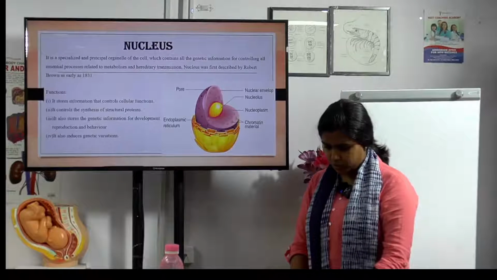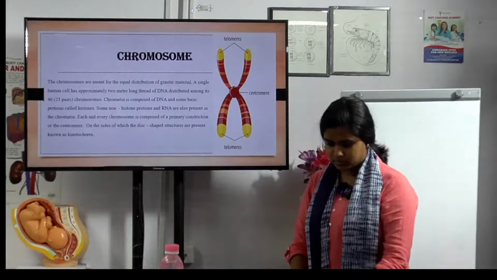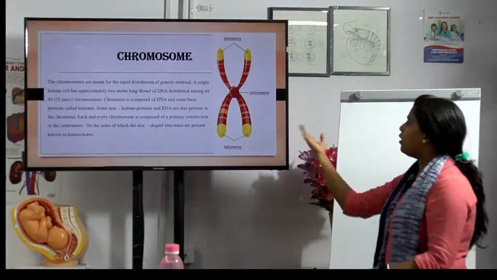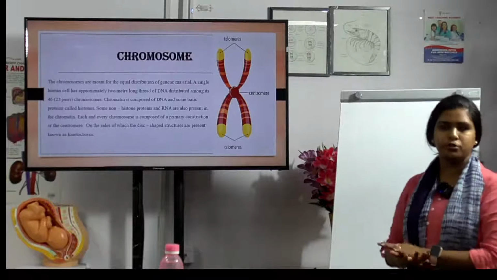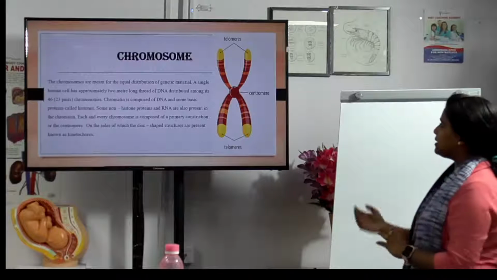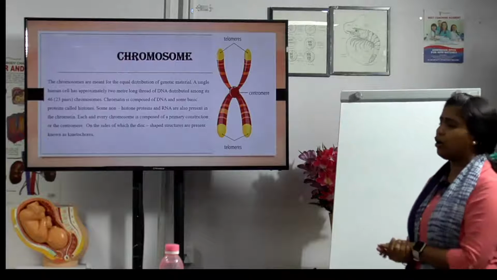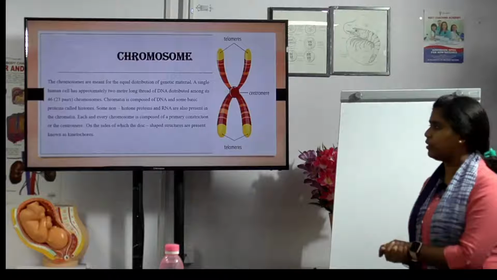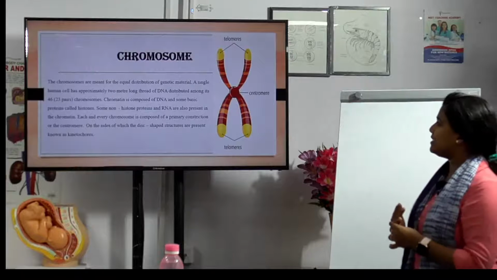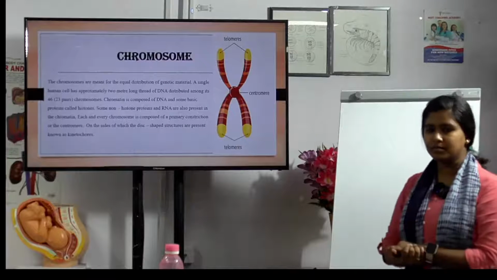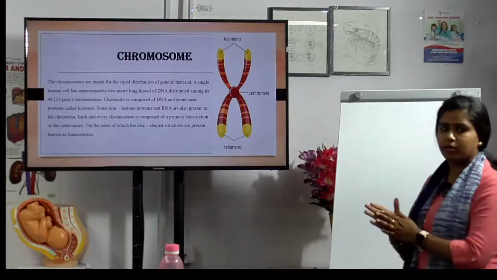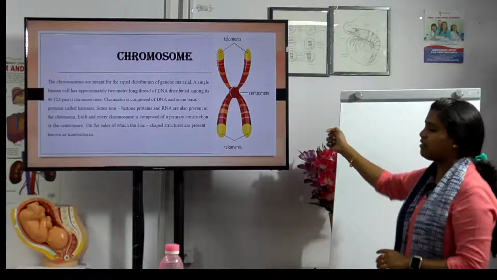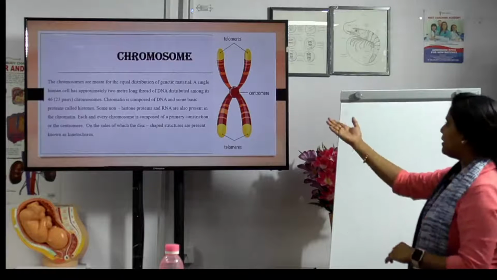Okay, next is the chromosome. X-shaped genetic material, yes. These are meant for equal distribution of genetic material. They have a 2 meter long thread of DNA distributed among 46 chromosomes, as we know in humans. Now the full image we call the chromosome, and half of it is the chromatid.